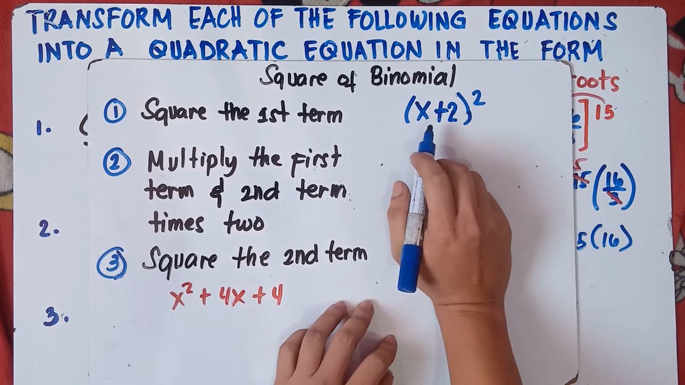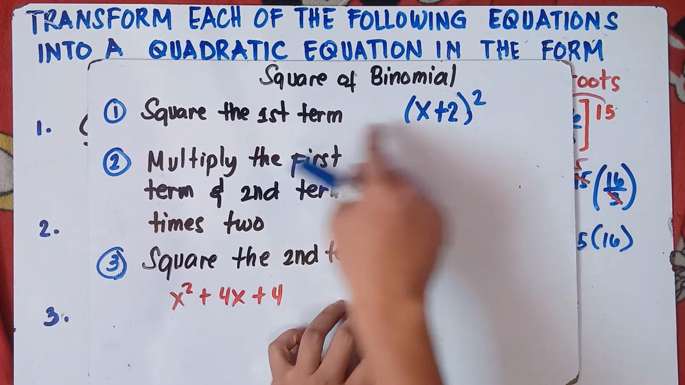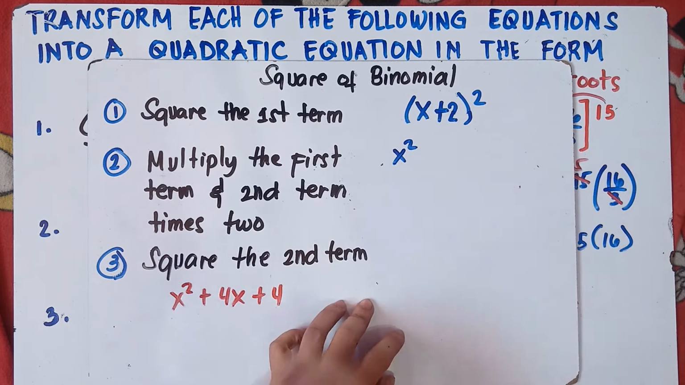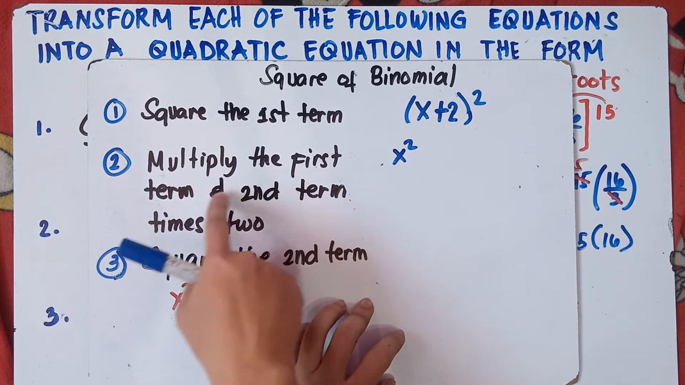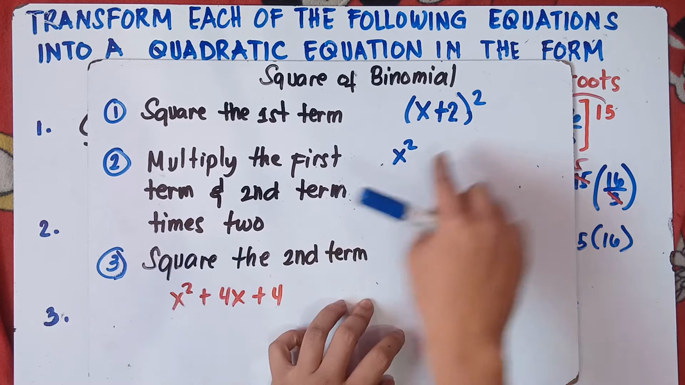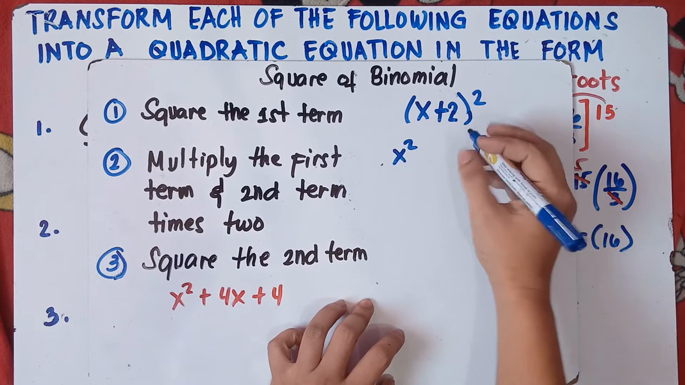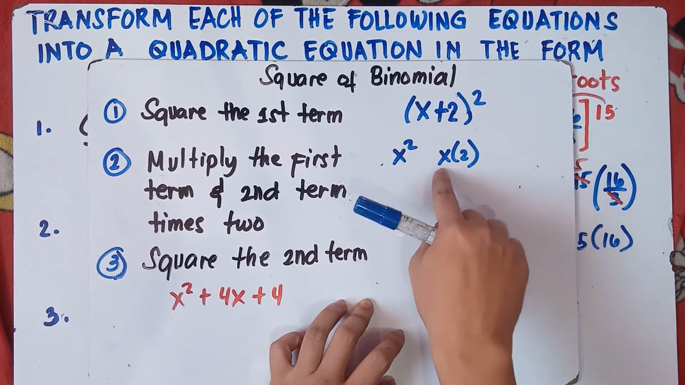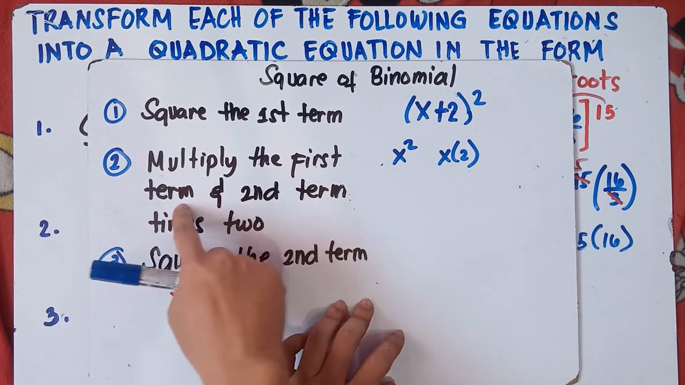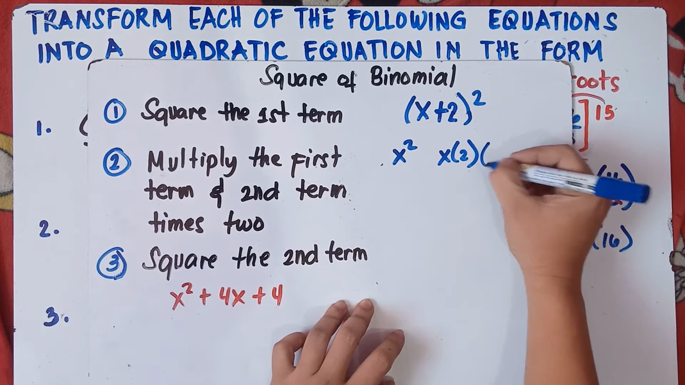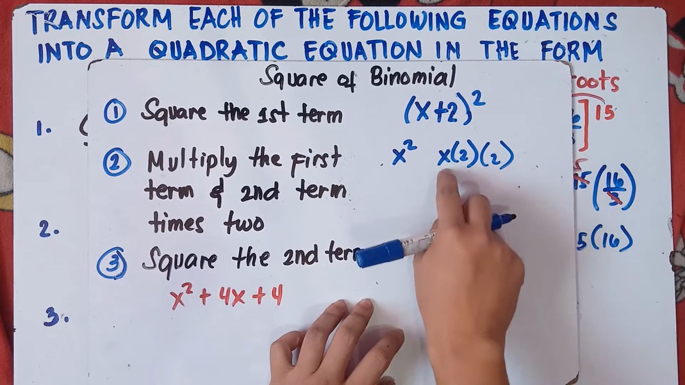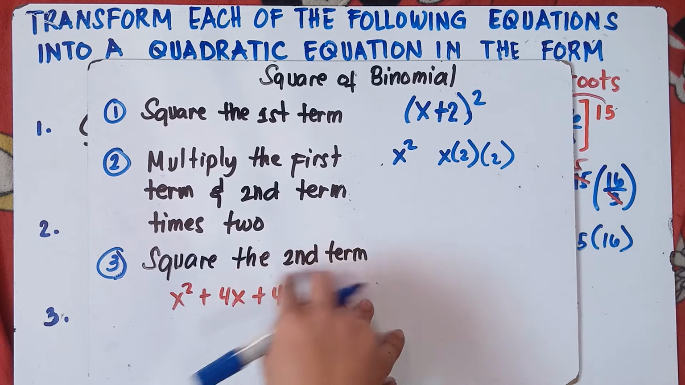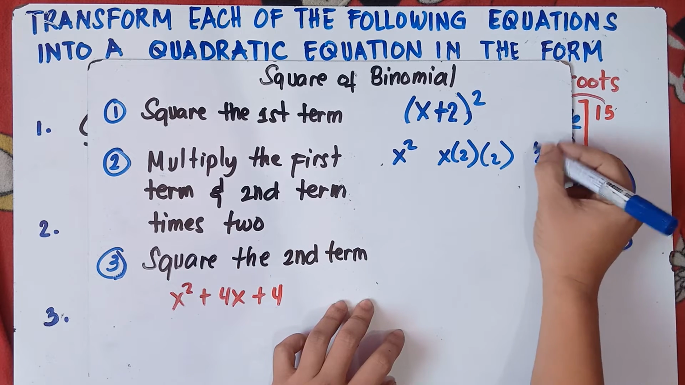So once again, the square of binomial, it says square the first term. So square of x, that would be x squared. Then multiply the first term and second term times 2. So multiply the first term and second term, so x times 2, times 2. And then square the last term, so square of 2.